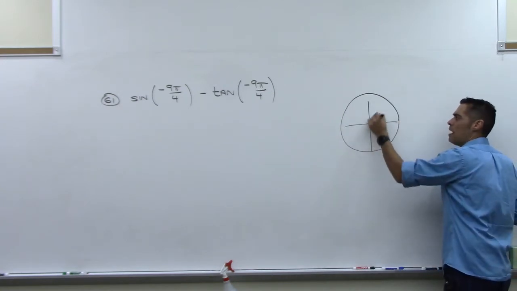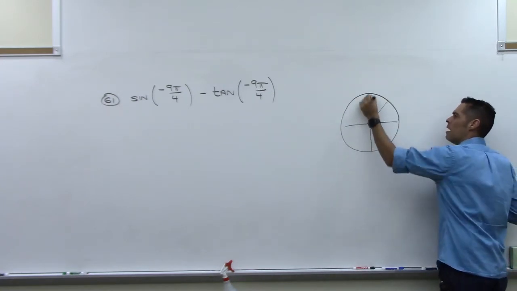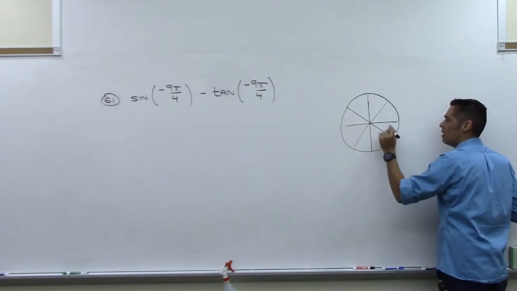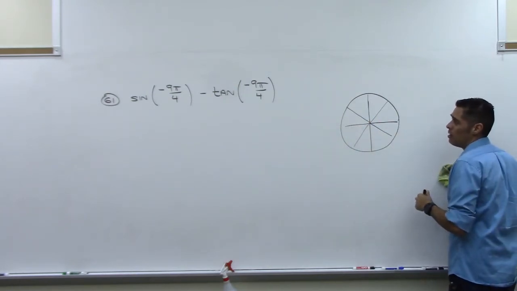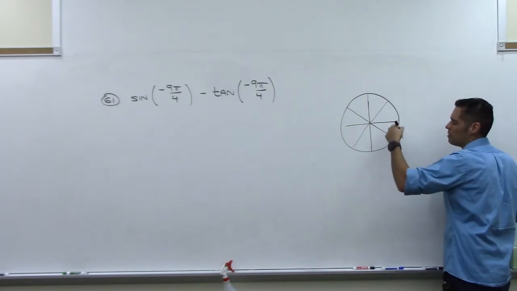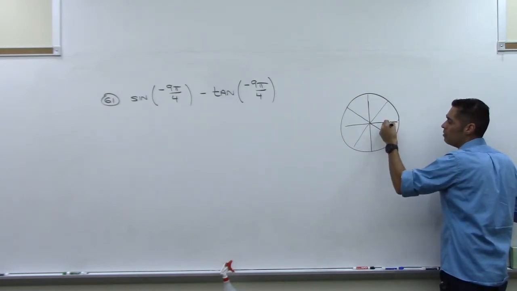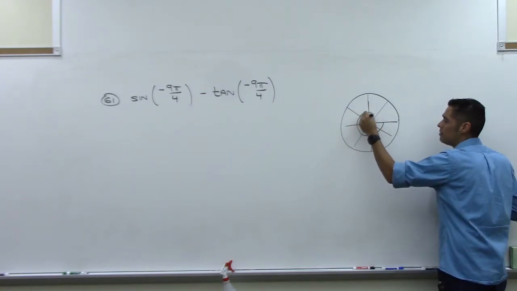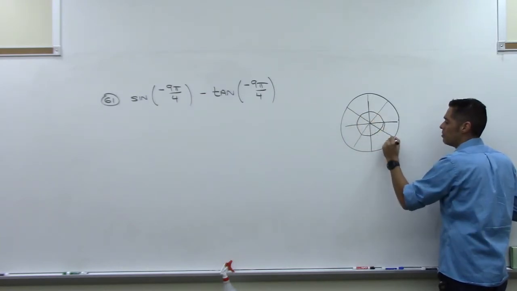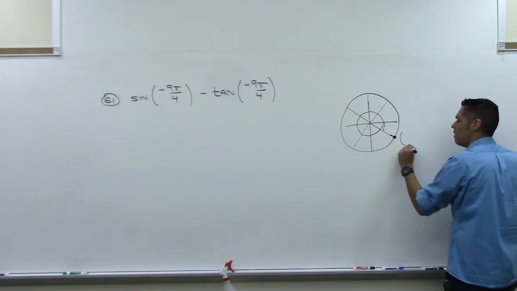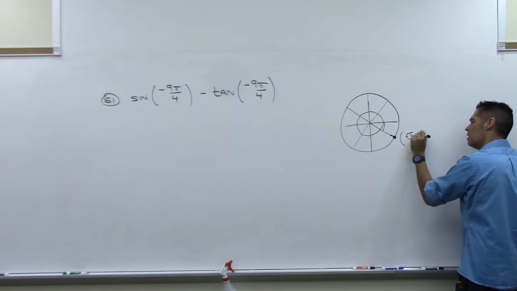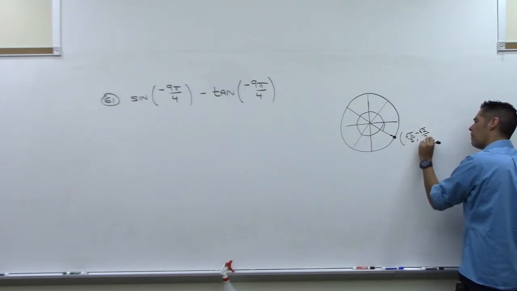Okay, remember, this is pi over 4, 2 pi over 4, 3 pi over 4, 4, 5, 6, 7, 8. So that's where our pi over 4s are. But I'm not going to go counterclockwise. I'm going to go clockwise because I'm going negative angle. So here's 1 pi over 4, 2, 3, 4, 5, 6, 7, 8, 9. So I'm going to wind up right here. That's the point root 2 over 2, negative root 2 over 2.